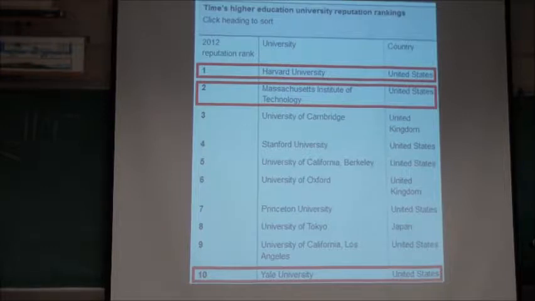And if you look at this, from an article that came out just a few months ago, ranking the top 10 universities in the entire world, three of them are located right here in New England: Yale in Connecticut, then MIT and Harvard there in Boston. So the role of education, very, very important here.